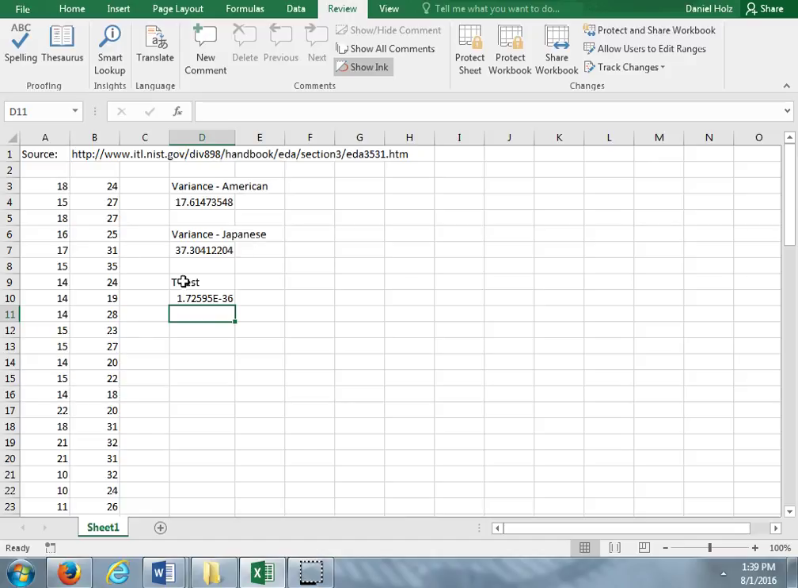Since 0.35017 is much smaller than the traditional 0.05 we use for comparison of means tests, we reject the null hypothesis. We have plenty of evidence to show that there is in fact a difference in the gas mileage of American and Japanese cars.